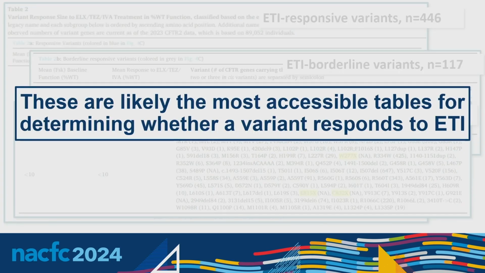So as I said, this is likely the most accessible way. If you just need a quick answer of what was my variant's baseline function, above or below 10%, and did it respond, do a Control F in the document, see where your variant shakes out.